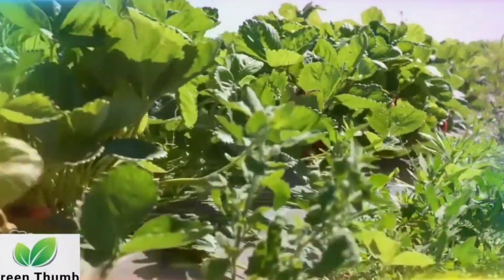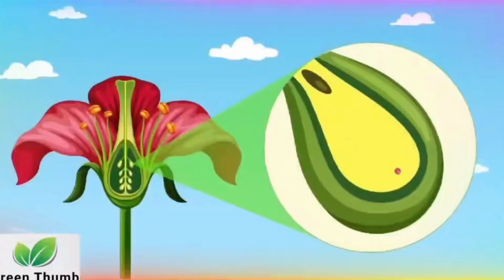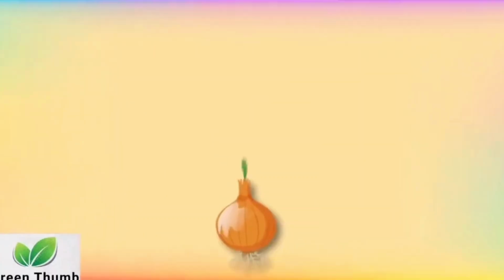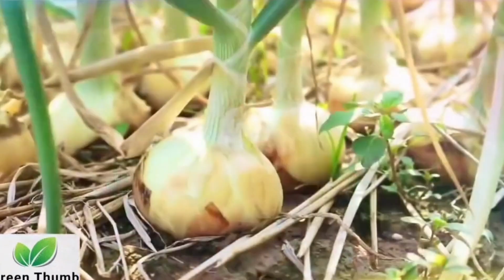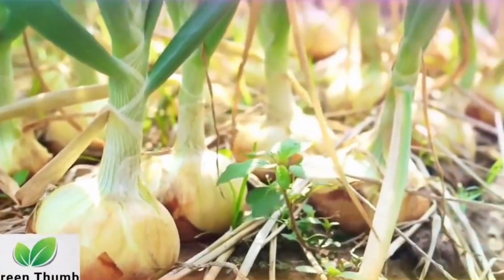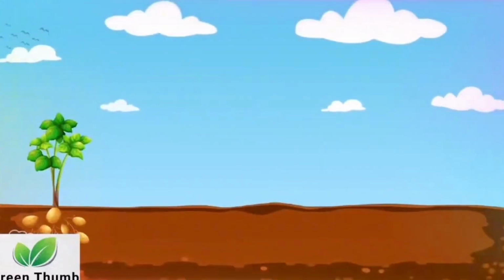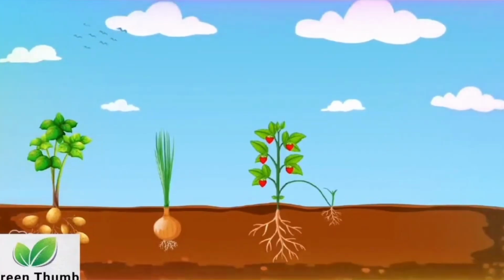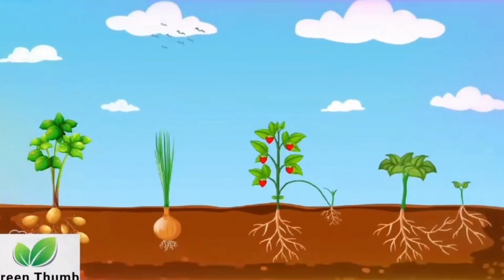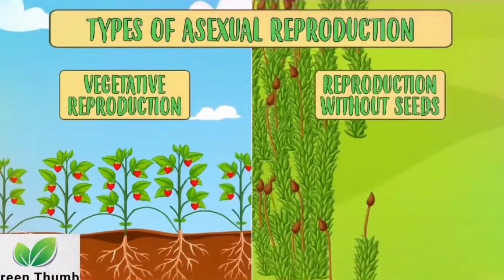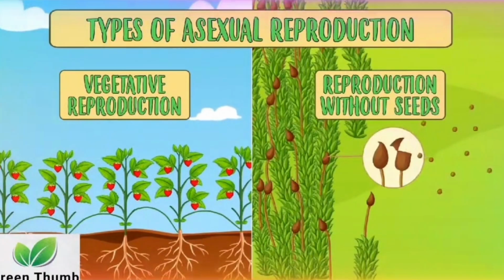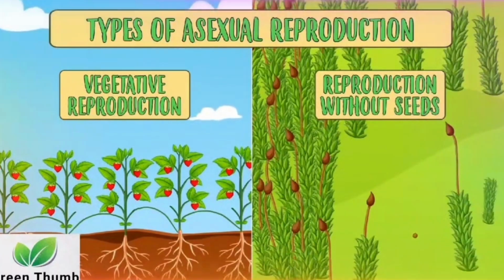In asexual plant reproduction, flowers don't intervene. There's no need for a gamete of female and male cell. In asexual reproduction, there's only one parent, so the new plants will be genetically identical to it. New plants can originate from a single cell, tissue, an organ, or a part of a mother plant. There are two types of asexual reproduction: vegetative reproduction and reproduction without seeds. Let's get to know them.